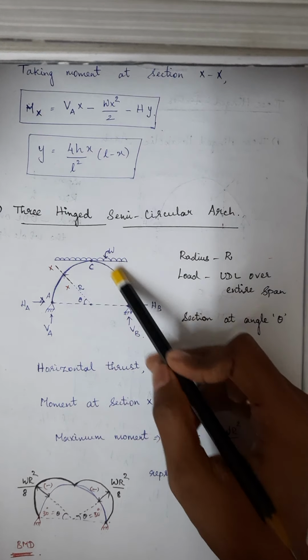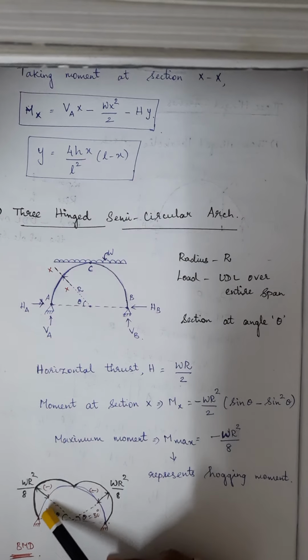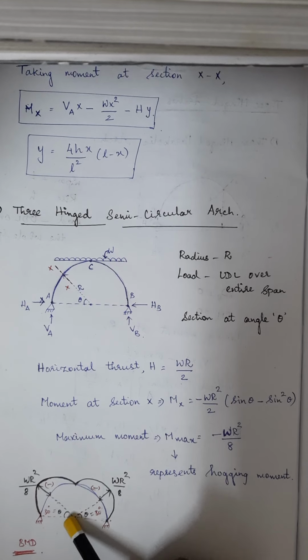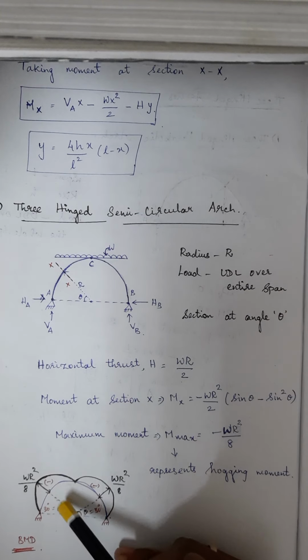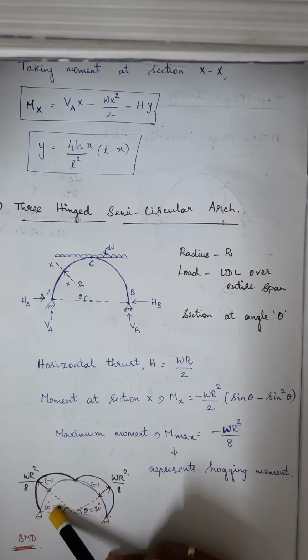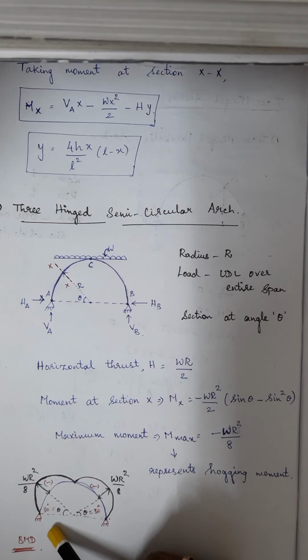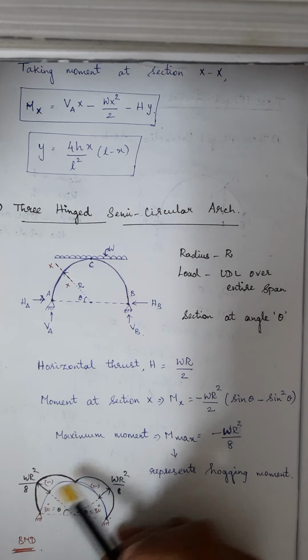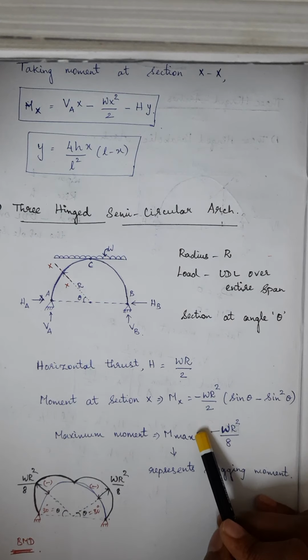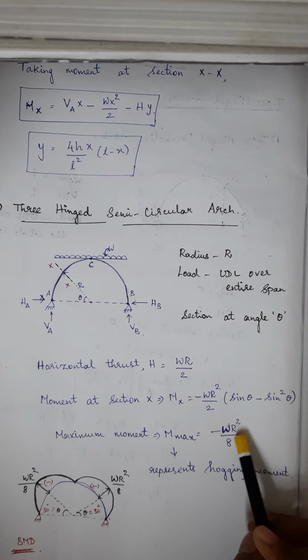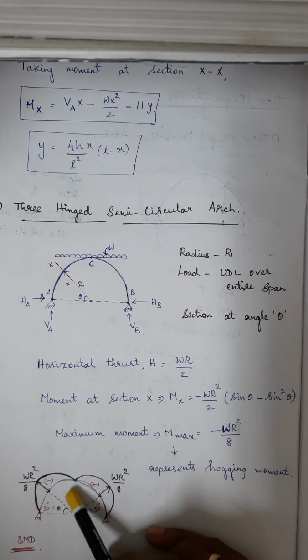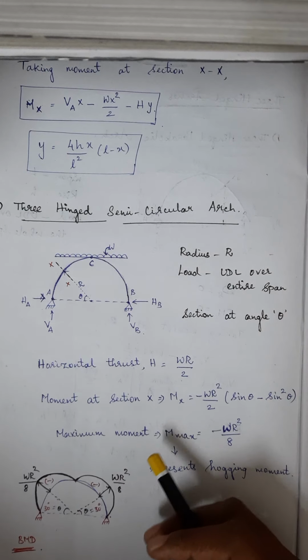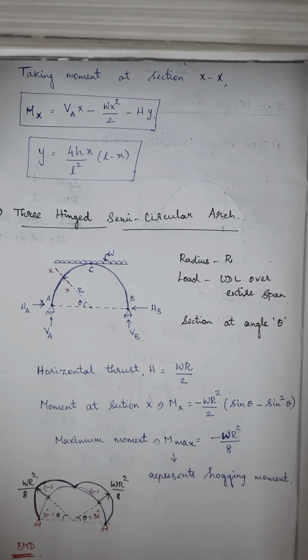Next, maximum moment will occur at theta equal to 30 degree. Here the maximum moment represents hogging moment, that is represented by minus sign. Minus WR square by 8 is the maximum moment here. This is about 3-hinged semicircular arch.